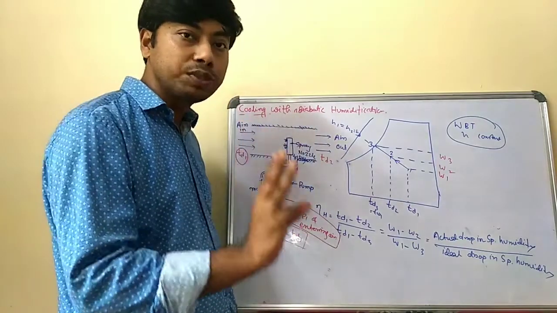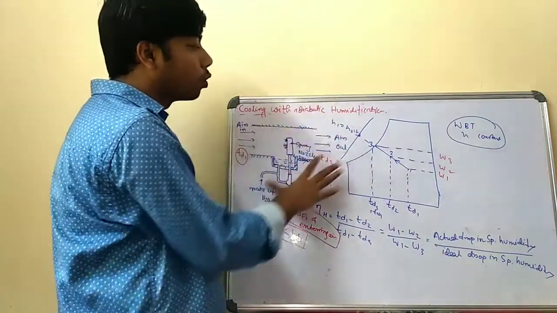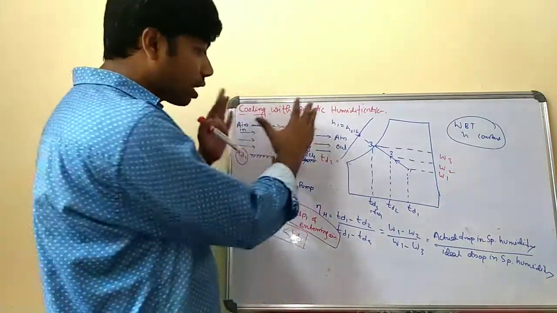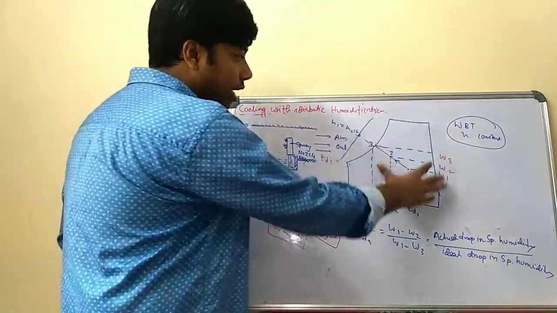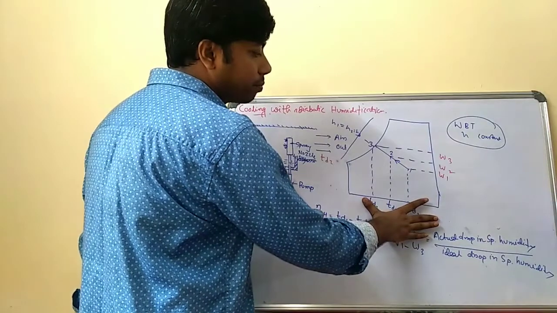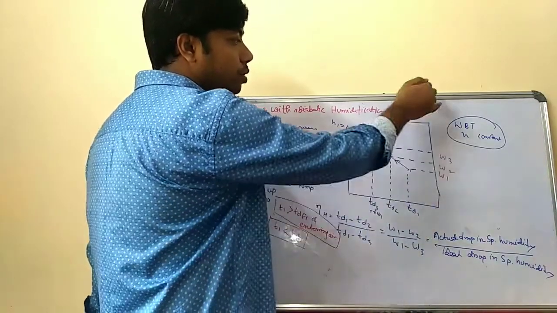So the three conditions should be satisfied so that the whole process is complete. Okay, so this is the working principle. But if you look into your psychometric chart, this is the psychometric chart. As you know, these are the dry bulb temperature on the x-axis, and this is the specific humidity line.